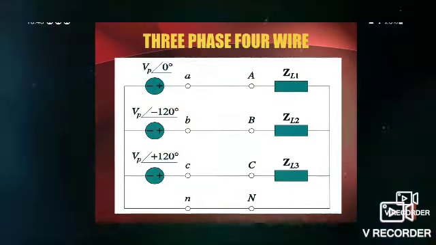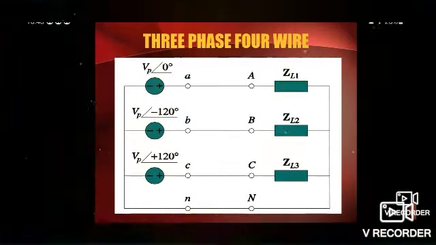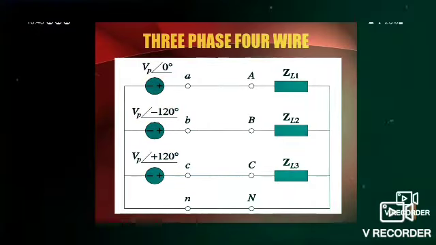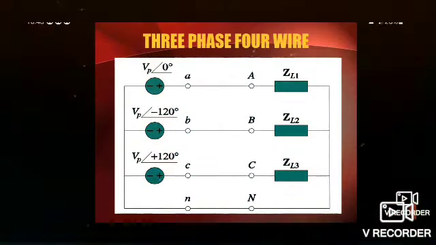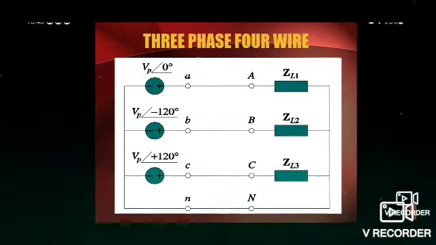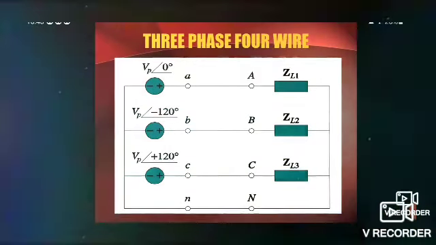Therefore, VP with angle 0 degree for A phase, VP with angle minus 120 degree for B phase, VP with angle plus 120 degree for C phase. Otherwise, it is VP with angle minus 240 degree.